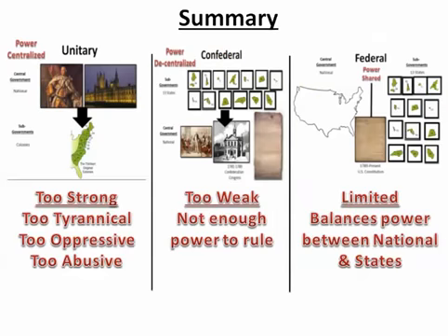Okay, so let's summarize real quick. The unitary government was viewed as too strong, too tyrannical, too oppressive, too abusive. So we declare independence from this, and then we intentionally create a government that is too weak, does not have power enough to rule over us, the people. The Articles of Confederation's weaknesses, and Shays' Rebellion is going to reveal it is too weak. So then we're going to want to search for a government that is stronger than this one. So when we create the federal government under the United States Constitution, we in fact create a limited government, one that balances power between the national government and the state government. That's what we mean by limited power.